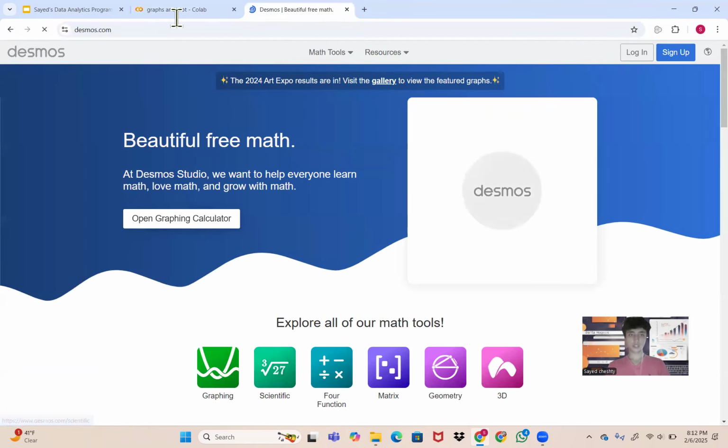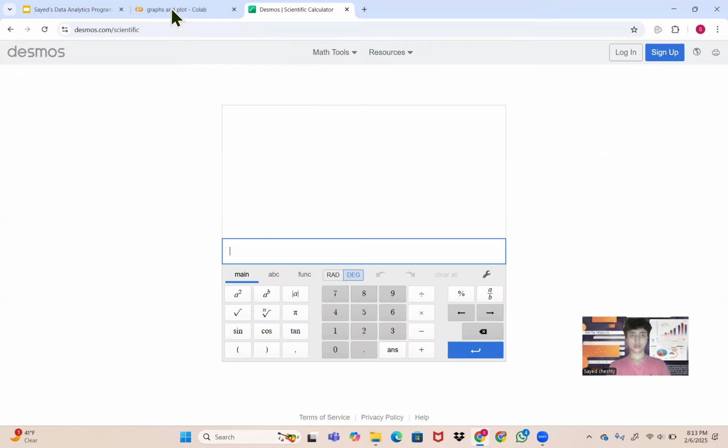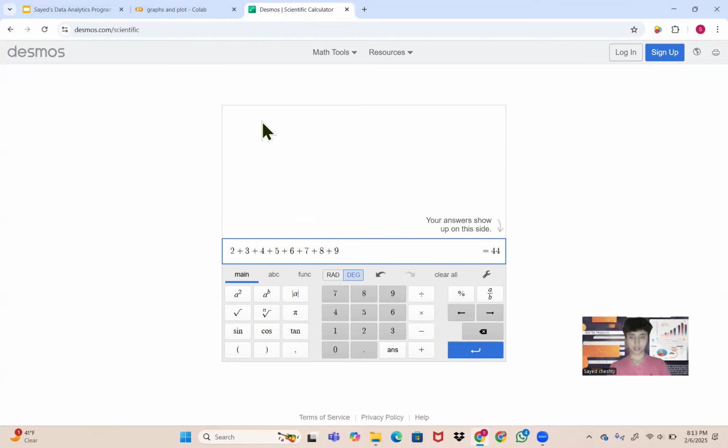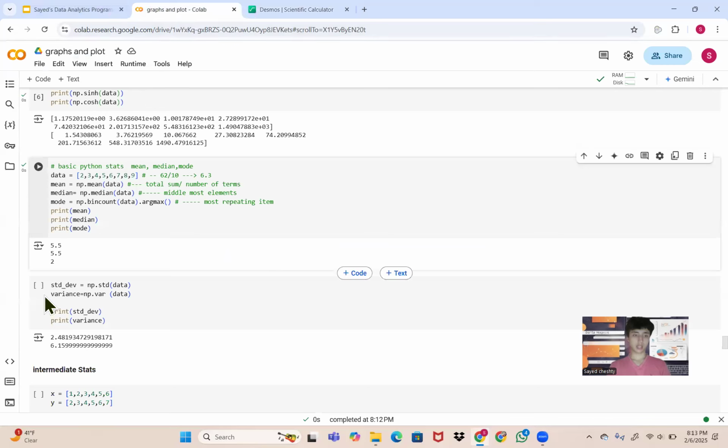Let's use the scientific calculator. If we do 2 plus 3 plus 4 plus 5 plus 6 plus 7 plus 8 plus 9, it's going to give us 44. Now 44 divided by how many numbers do we have? One, two, three, four. So we basically have 8. 44 divided by 8 gives us 5.5, and the calculation over here is 5.5.